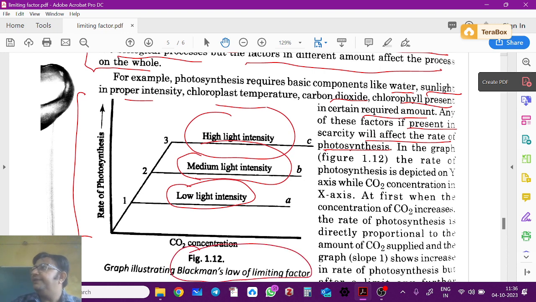And I personally like Blackman's law much more because, for example, in a pond, carbon dioxide is important, no doubt, but then suddenly oxygen is also important. If there are too many plants, the oxygen amount will increase. Too much is not good. If there are too many animals, there will be lots of carbon dioxide and oxygen will run short. The fishes will start to die in the absence of oxygen.